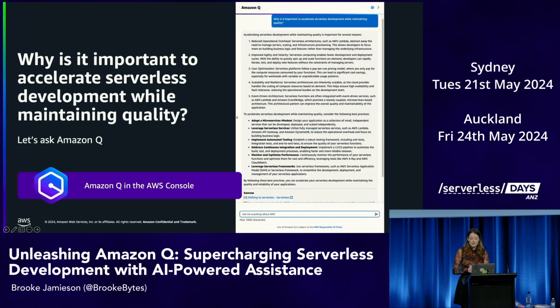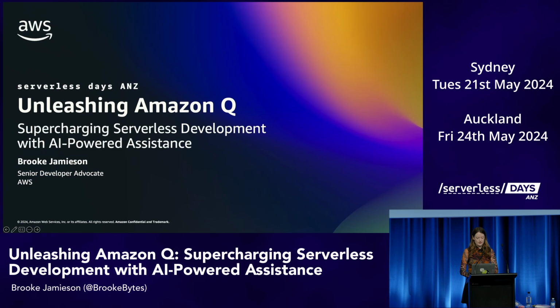So accelerating serverless development while maintaining quality is crucial for reducing your operational overhead, improving that agility, optimizing your costs, ensuring scalability and resilience, and event-driven architectures. However, all of this only works if you know what to do with it. So this is another quick demo of Amazon Q in the AWS console, which you'll be able to see working. And this is what we're getting into today.